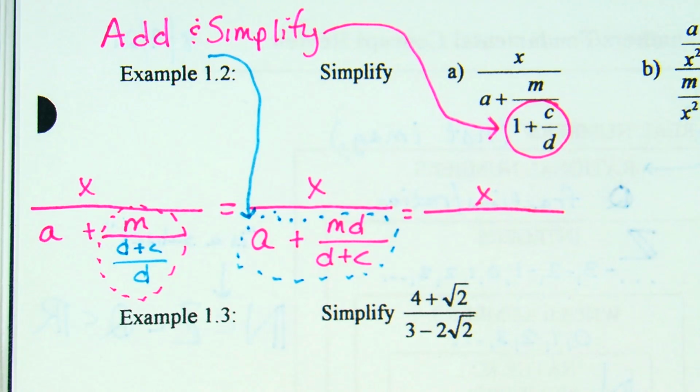So what are we doing here? We're adding A plus MD over D plus C. How do we make A a fraction? A over 1. What's my common denominator got to be? D plus C. So what do I do here? Multiply by D plus C, right? So on top, it's going to be A times D plus C.